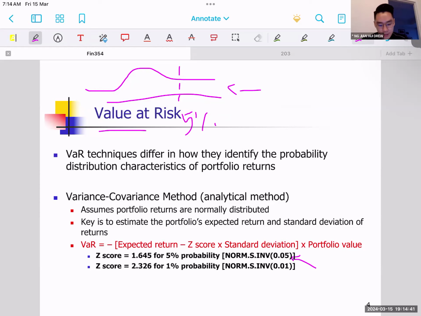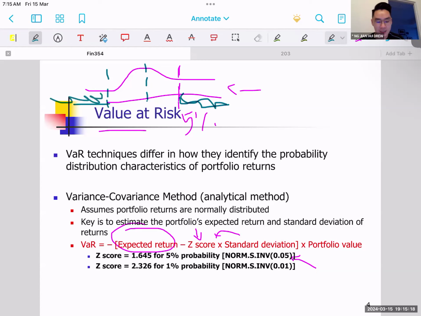Taking a step back, the VAR basically measures your expected return minus the z-score, which is what we calculated here, times the standard deviation, right? So what's the expected return? In other words, your mean return, let me use a different color, it's here, right? Your expected return. So let's say we are doing 5%, what is the amount that is here? The amount of losses, let me do it quickly.